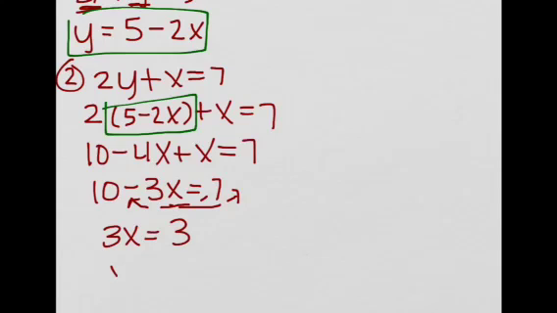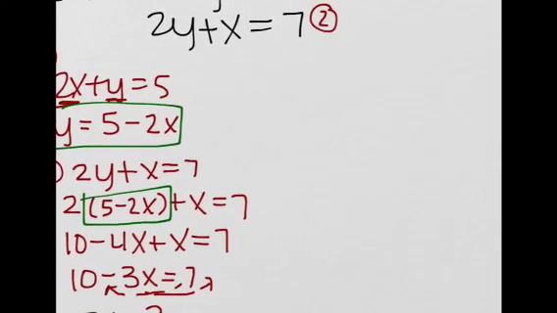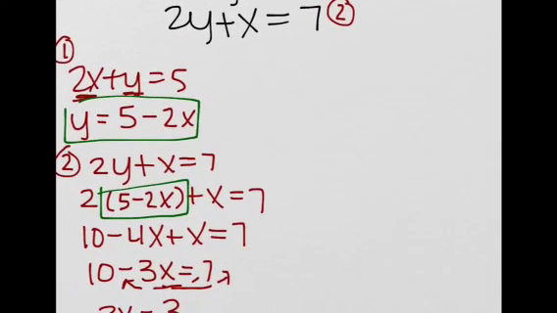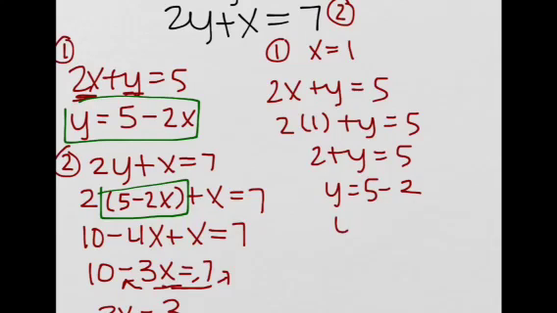So now I divide both sides by x, and I get that x is equal to 1. Okay, I mean not divide both sides by x, but divide both sides by 3, and I get x is equal to 1. Now I can substitute x is equal to 1 back into the first equation. So I have 2x plus y is equal to 5, so that 2 times 1 plus y is equal to 5, which means that 2 plus y is equal to 5, and y is equal to 5 minus 2, so y is equal to 3.